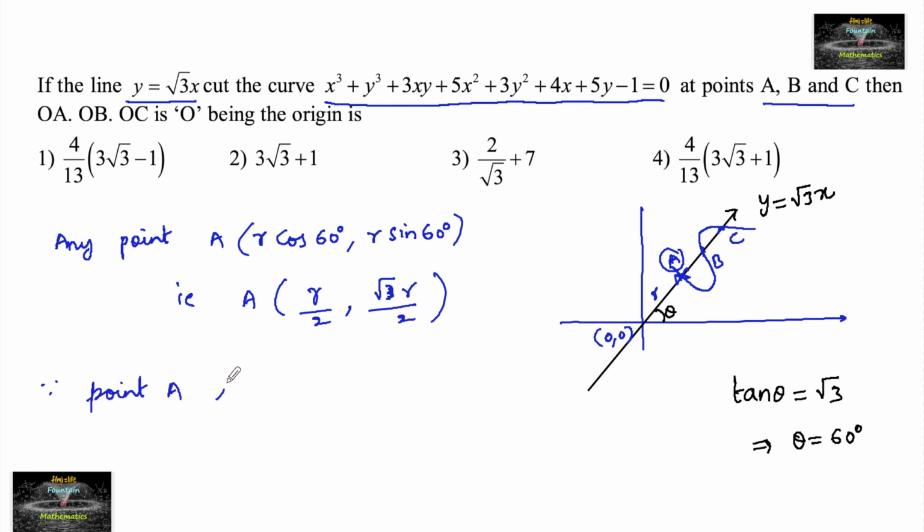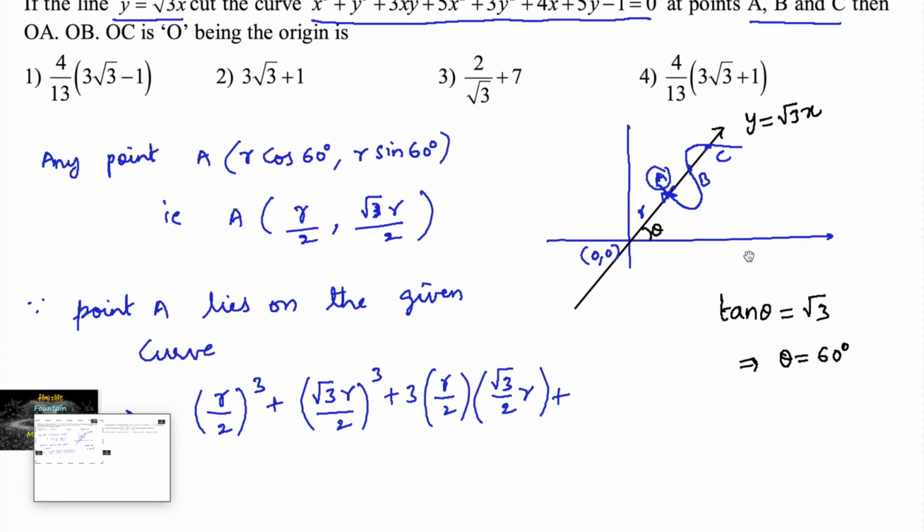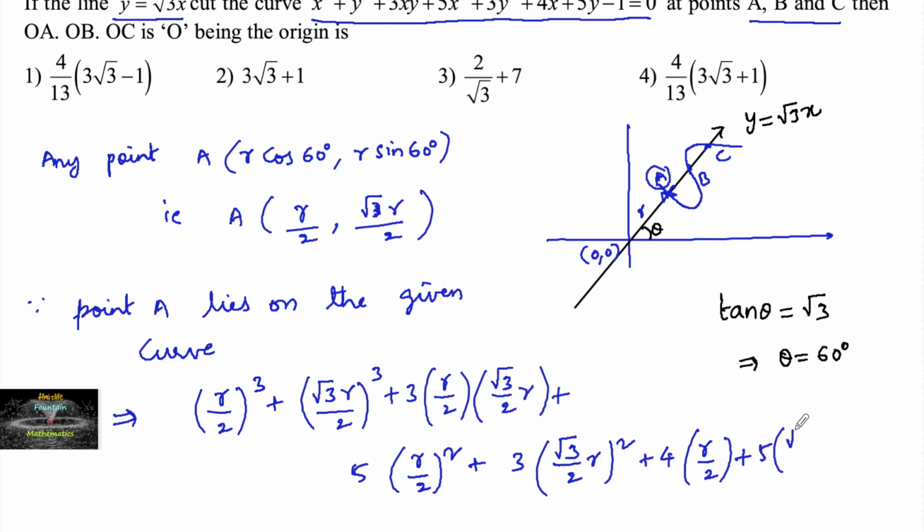Since we know that this point A lies on the given curve, which implies r by 2 whole cube plus root 3 r by 2 whole cube plus 3 times of r by 2 into root 3 by 2 r plus 5 times of r by 2 whole square plus 3 times of y square, that is root 3 by 2 r whole square, plus 4 times of r by 2 plus 5 times of root 3 by 2 r minus 1 equals to 0.